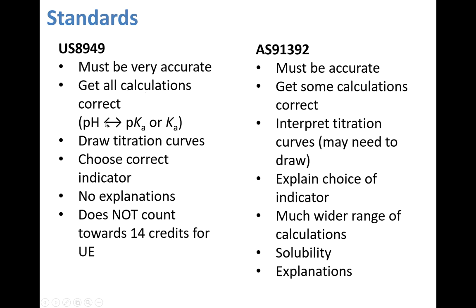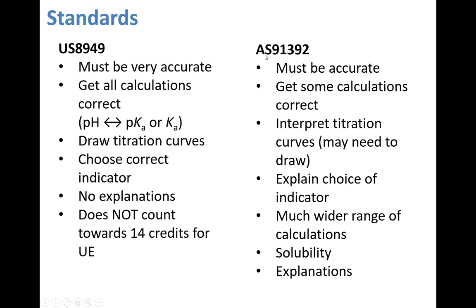There are 4 calculations. It's pH to pKa or Ka, or the reverse for a weak acid or for a weak base. So those are your 4 calculations. You must be able to draw titration curves. You must be able to choose the correct indicator, but there are no explanations. So you don't have to say why or anything. And note, though, that the unit standard does not count towards the 14 credits for UE, but it does count towards the 60 credits for your level 3.